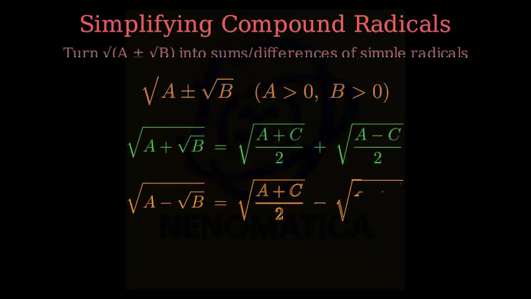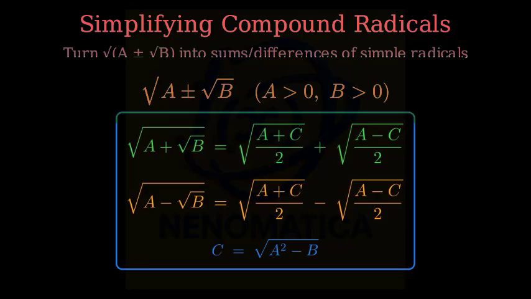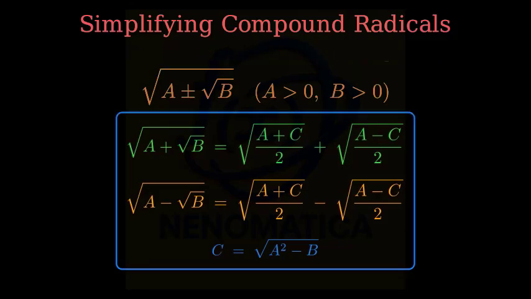Here is the main theorem. Define c to be the square root of a squared minus b. Then the square root of a plus the square root of b equals the square root of open parenthesis a plus c close parenthesis over 2 plus the square root of open parenthesis a minus c close parenthesis over 2. For the minus case, we simply change the middle sign to a minus.